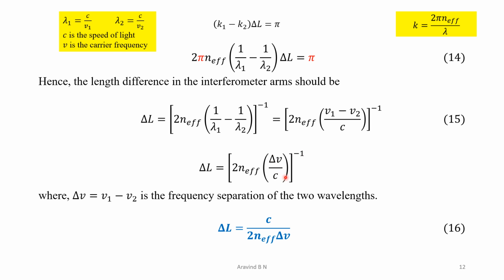Now we need to take out this minus 1. That means we make it 1 divided by. That results in delta L is equal to c going to the numerator and everything else coming to the denominator. Therefore, the final expression is delta L is equal to c divided by 2n effective into delta v. Our aim was to obtain an expression for delta L, and that is what we have obtained over here.